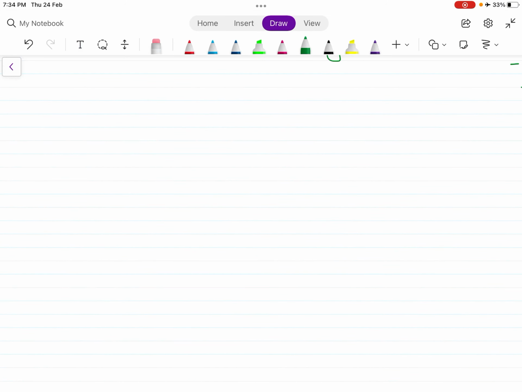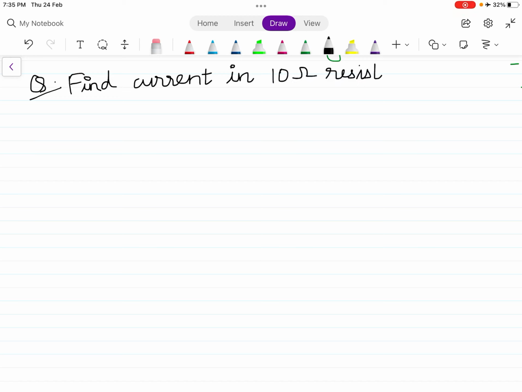Next question. Find current in 10 ohm resistor. Find current in 10 ohm resistor.